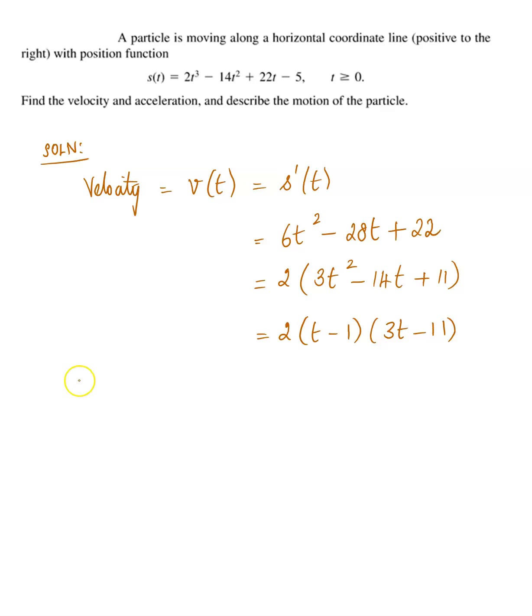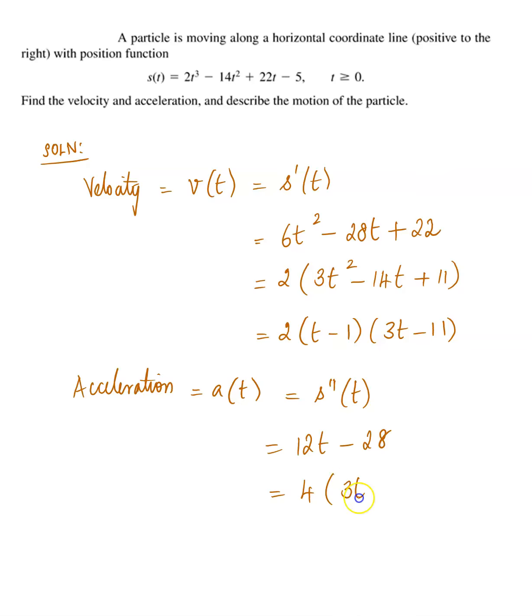Then they said find the acceleration. Acceleration is a of t, and we know acceleration is the derivative of the velocity. In other words, it's the second derivative of the position. So that will be, take this one here, 6t squared, and take the derivative. So that's going to be 12t minus 28. Let's factorize this as well. If you pull out a 4, that will be 3t minus 7.